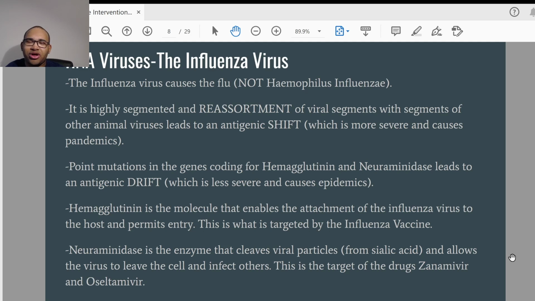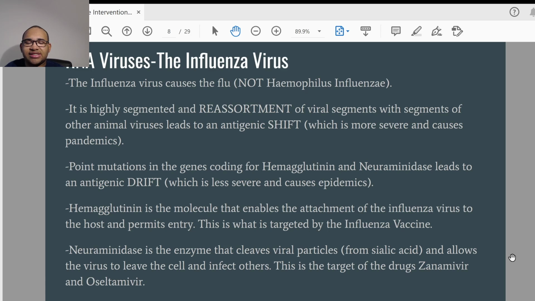And remember, you probably hear of the influenza virus, like H1N1 and all that stuff. The H in H1 stands for hemagglutinin. The N in N1 stands for neuraminidase. The thing is, hemagglutinin is actually the molecule that helps the influenza virus attach to the host so they can gain entry. That's like the password to get into the cell. And that's actually what's targeted by the influenza vaccine.